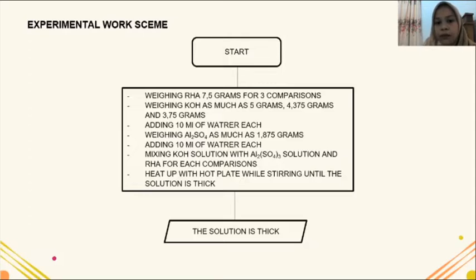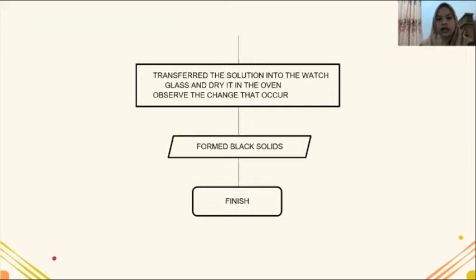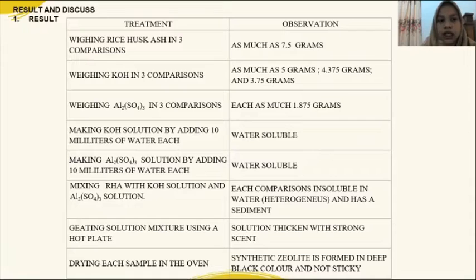Heat up with hot plate while stirring until the solution is thick. The result is the solution is thick. Transfer the solution into the watch glass and dry it in the oven. Observe the change that occurred. The result is formed black solids. Result and discussion.